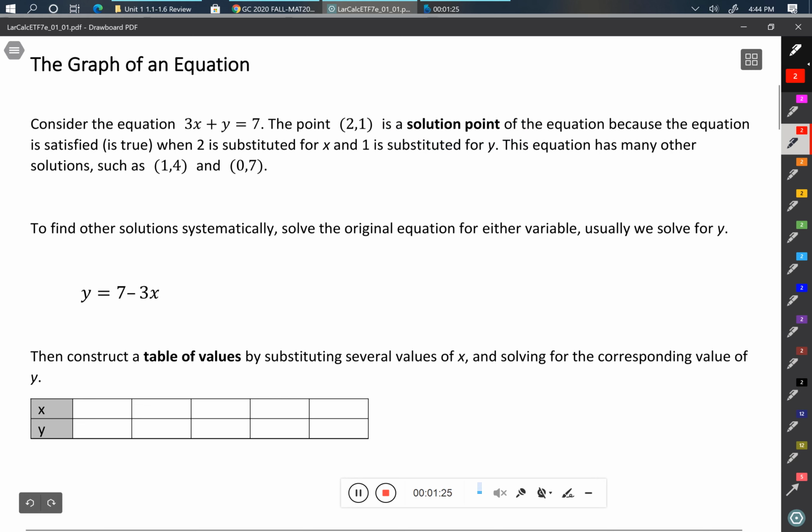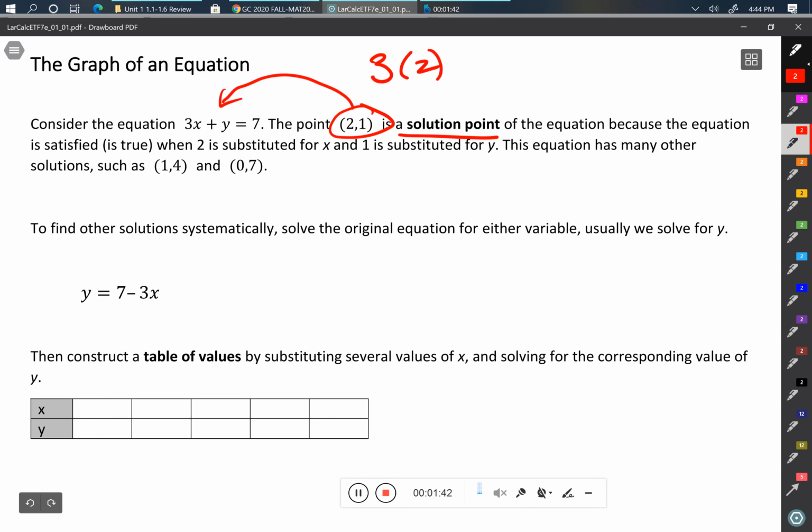Okay? So what does it mean to say it's a solution point? Well, a solution point means that if I were to take this ordered pair and substitute those values into that equation, then it would be a true statement. So that would mean that 3 times the value of 2 for the x variable plus 1 should be equal to 7. And indeed, 6 plus 1 is 7. 7 is equal to 7. So that is a solution point.